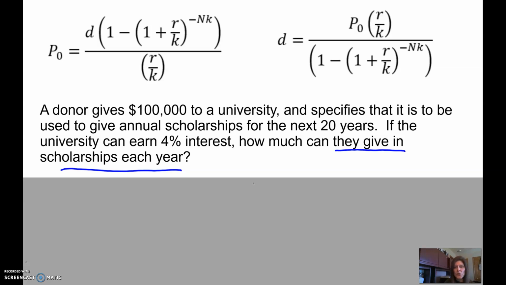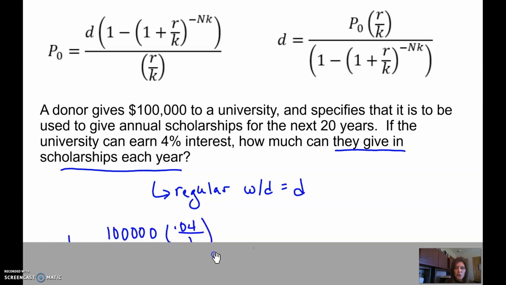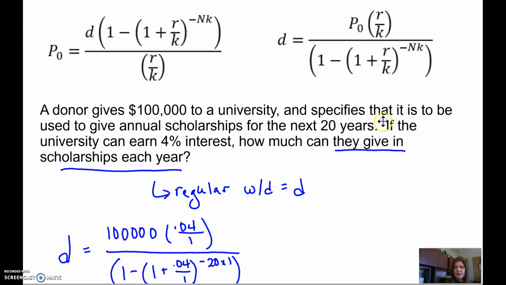So this one, you're told the big pot of money that you want to deplete over the course of 20 years. Because I know I'm starting with a big pot of money and I'm using it up, I know it's a payout annuity involved, and I'm given the initial amount and I need to find that annual amount, so I need to find the D in this case, right? The regular withdrawal is what I'm looking for. So we're going to use the second formula over here on the right this time.